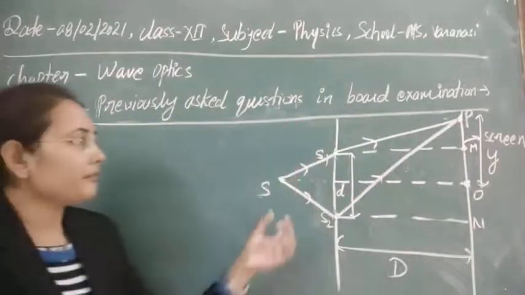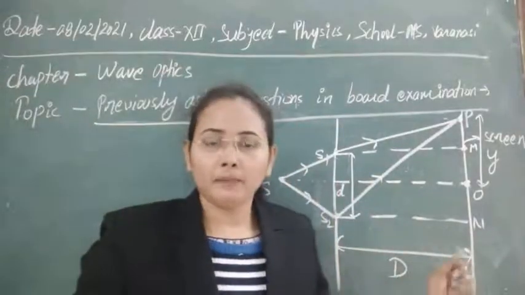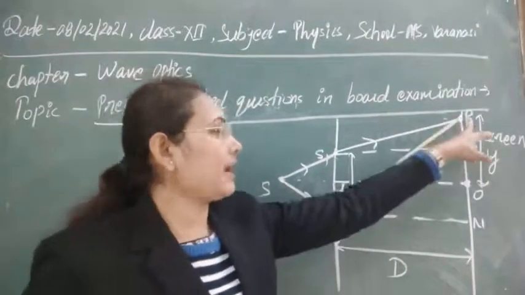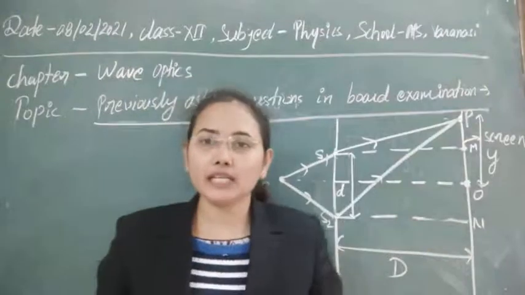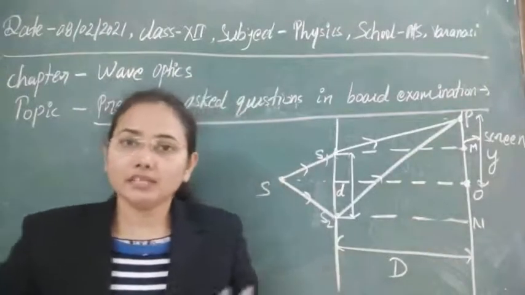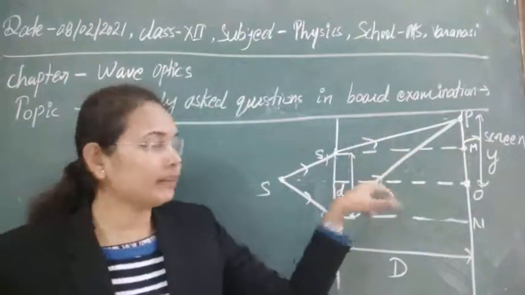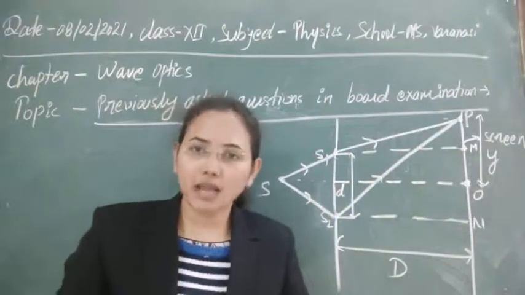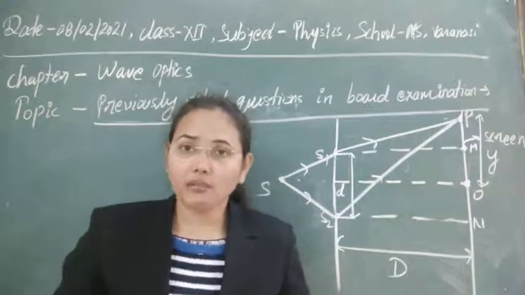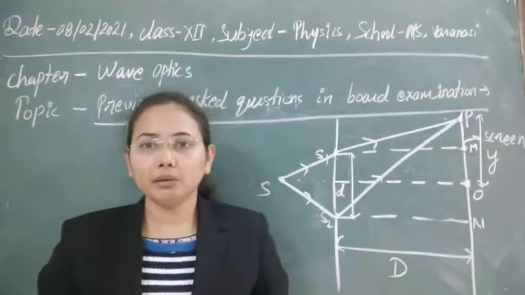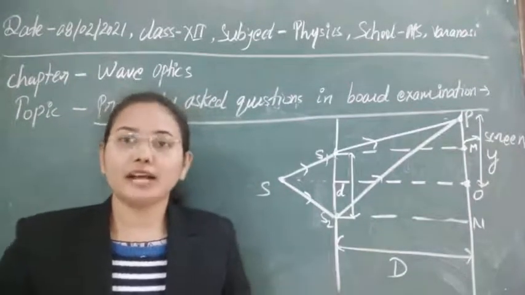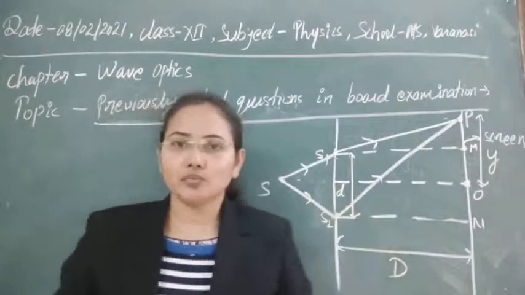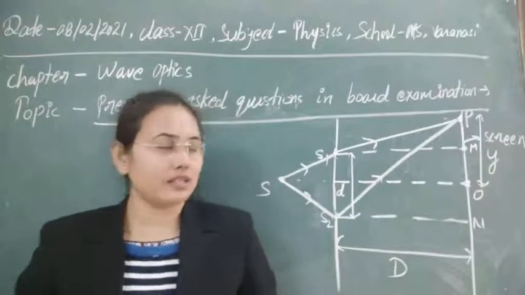Now if you have to find the conditions for maxima or minima, whether we will get maximum or minimum intensity here, then we have a condition: whenever the path difference between the two waves is an even multiple of lambda by 2, we will get maximum intensity, and when it is an odd multiple of lambda by 2, we will get minimum intensity. So we can use those conditions here to obtain the necessary conditions for constructive or destructive interference.